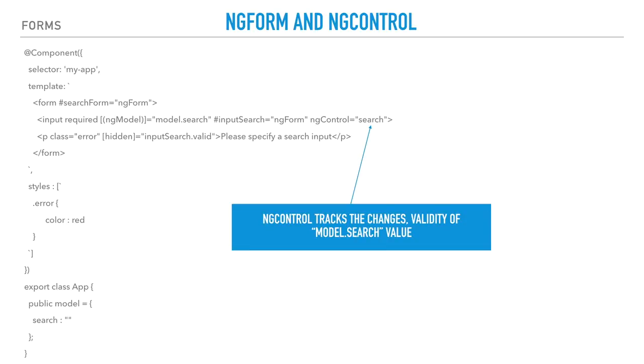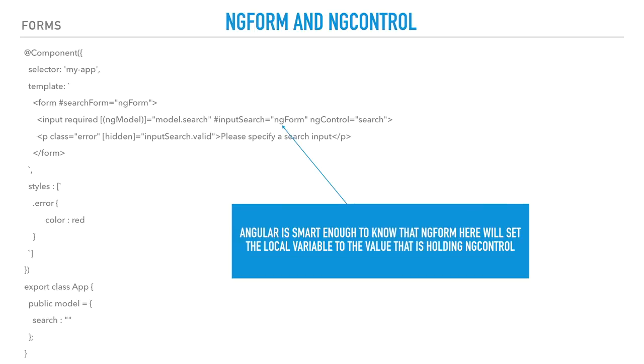Then we have an input, and for this input we are specifying ngControl. Okay, ngControl needs to receive a value. In this case it is search, which comes from our model, and this is the way that we tell Angular, okay, attach a control here that handles all the changes and validity of this input in particular. Then we have a local variable nameInputSearch, and we are specifying ngForm.